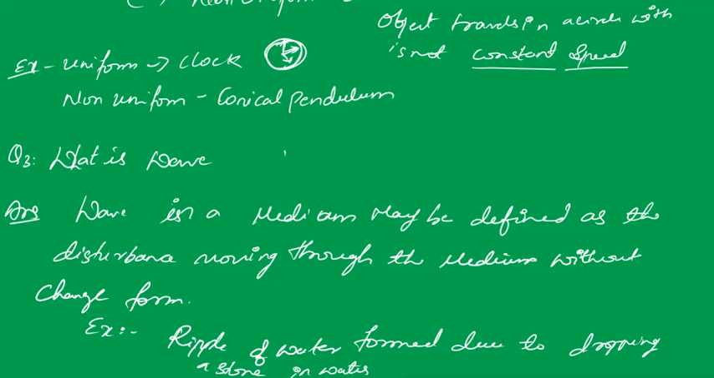Let's come to the next question. What is a wave? Because we have waveforms in physical science, a wave can be defined as a disturbance moving through the medium without changing its form. So a disturbance has been caused to the medium, but still there is no lasting effect on the medium. We are not going to disturb the medium at all, even though the disturbance happened.